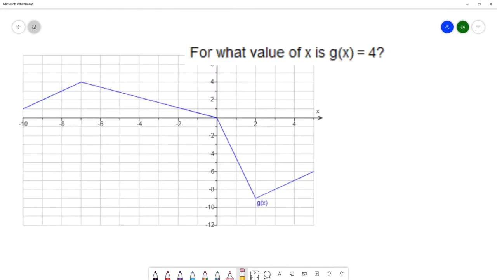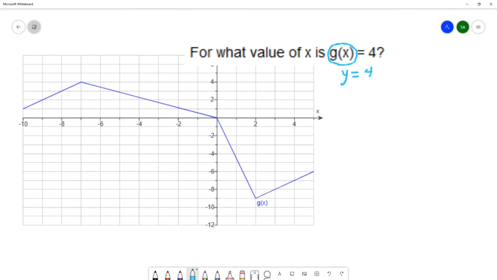In this question, we're given a graph, and we want to know for what value of x is g of x equal to 4. So with this question, we want to keep in mind that with function notation, g of x or f of x is the same thing as y. So our given information is that y is equal to 4.